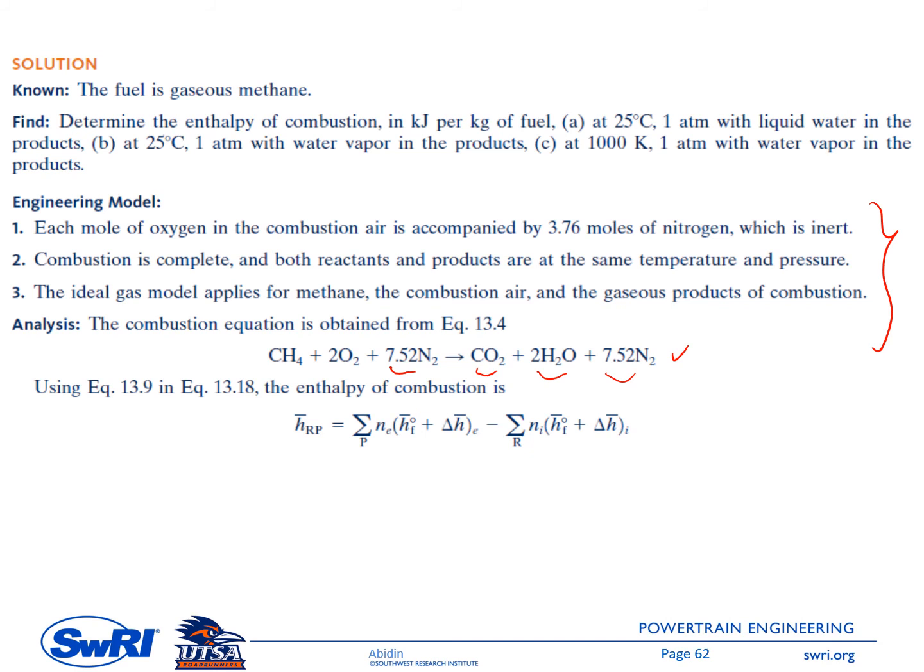Then using equation 13.9 in equation 13.8, we can formulate the enthalpy of combustion with this equation. This one is from the products and this one is from the reactants, and we replace the enthalpy by these two terms. The first term is the enthalpy of formation, and the second term is the delta H between the enthalpy at the reference point and the enthalpy at the corresponding state.